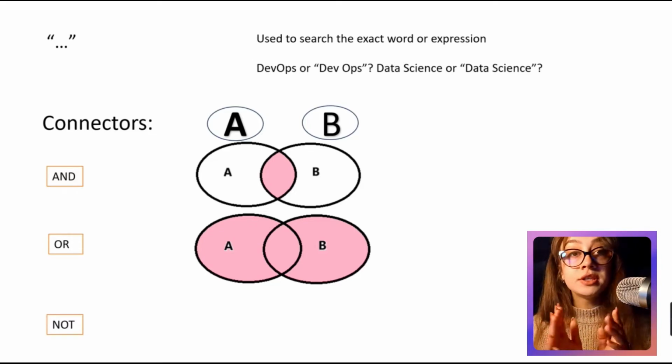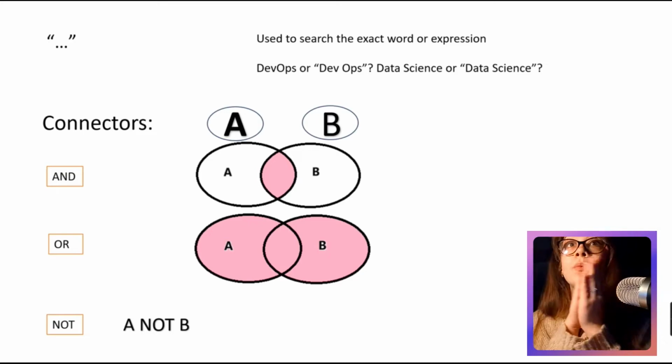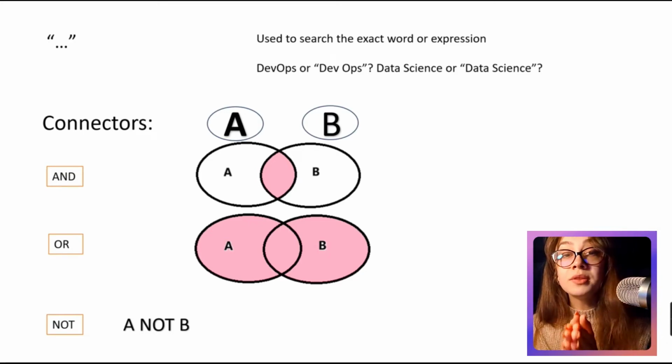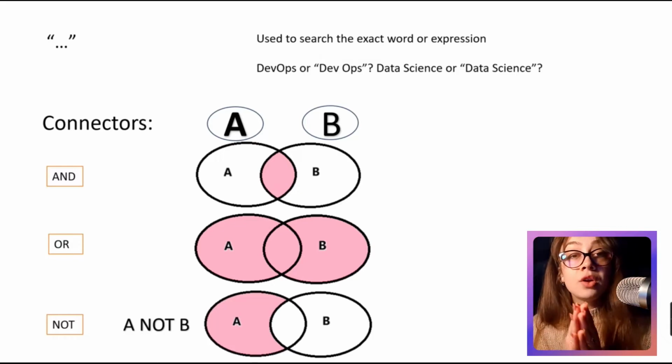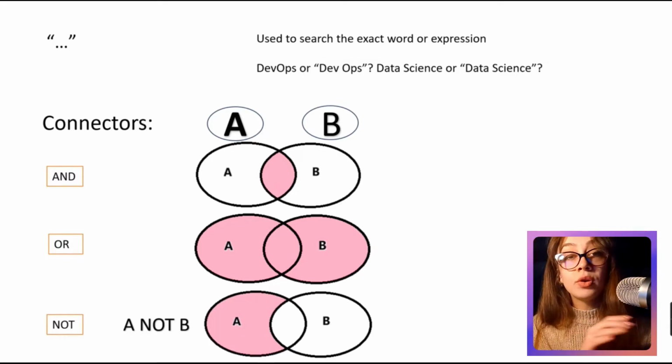The third connector, which is NOT, is a very important one, especially if you want to look for people that have a specific skill set associated with another skill set, and you don't want the searching algorithm to show you people that have the second skill set. For example, if you are looking for people that have skill A and not skill B, the searching algorithm on every job board will show you people that only have skill A. If a specific person has skill A and skill B, they won't be shown in that specific search.